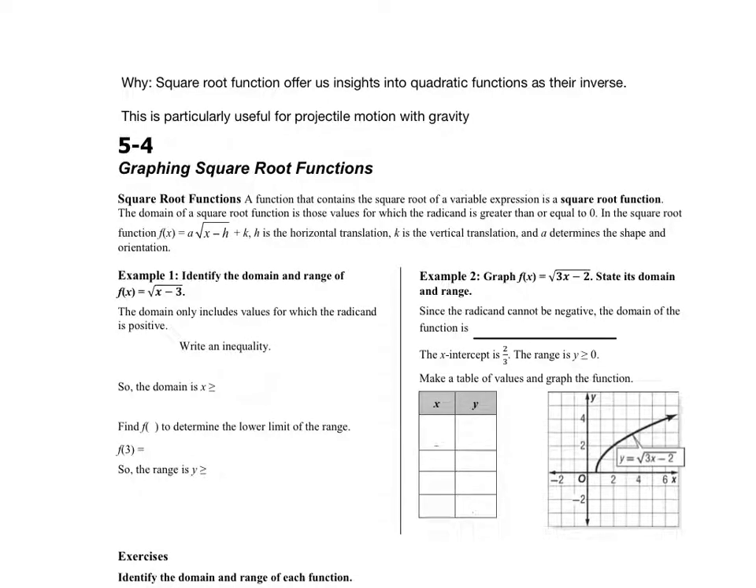Alright, so here we're going to look into 5.4, graphing square root functions. Here's the why. Square root functions offer us insights into quadratic functions as their inverse. This is particularly useful for projectile motion or gravity. Square root functions are going to be the inverse of x squared.